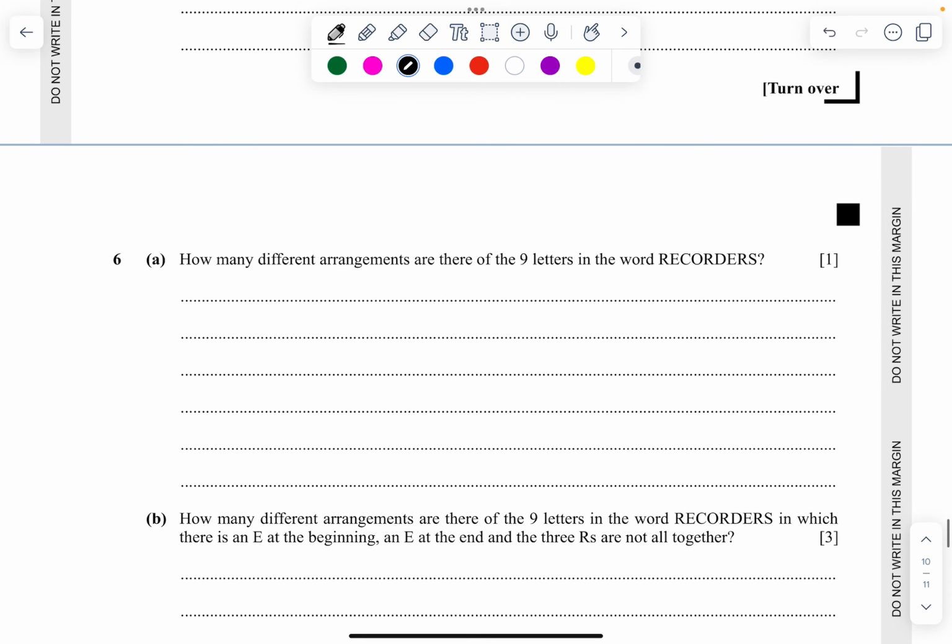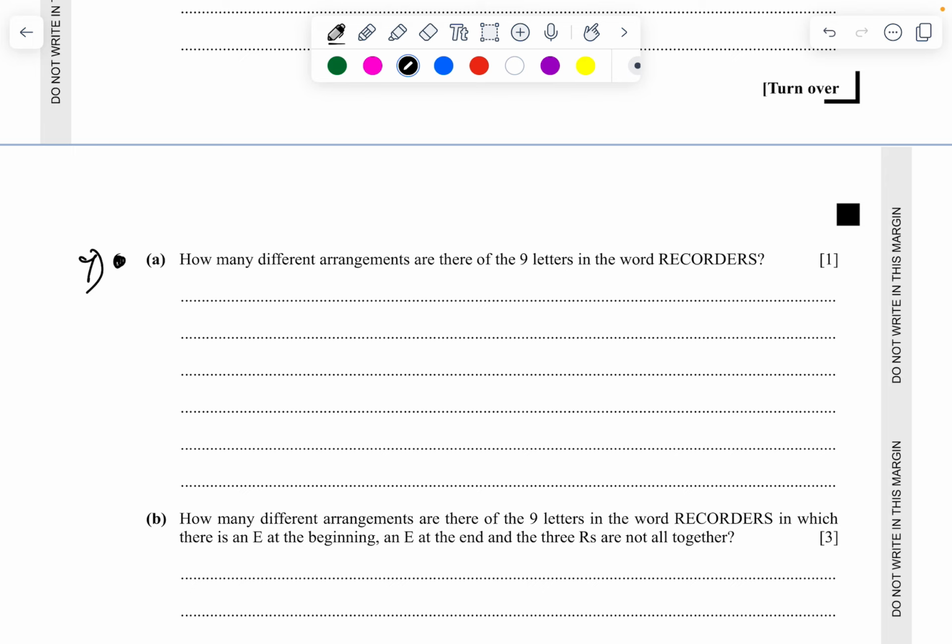Now again, this is not question number 6, it's question number 7. This is from permutations and combinations. So it's going to be the next question, permutations and combinations. Let's read the question carefully. How many different arrangements are there of the 9-letter word RECORDERS?